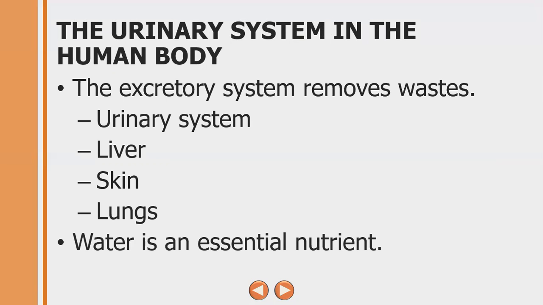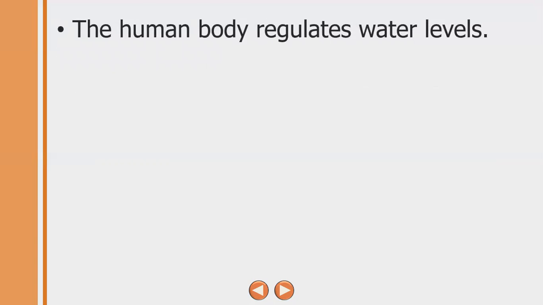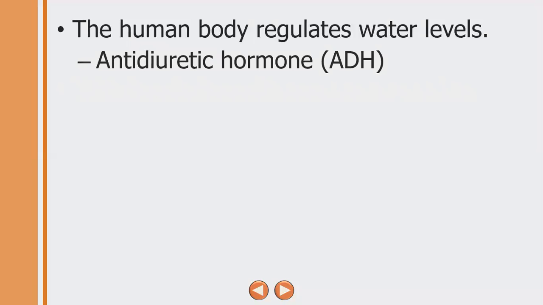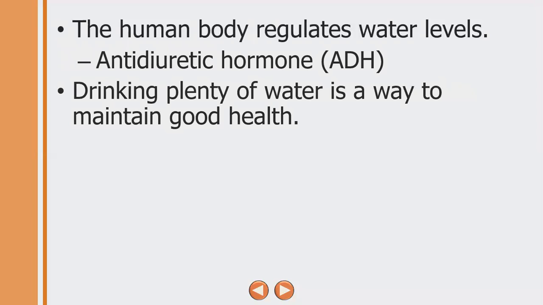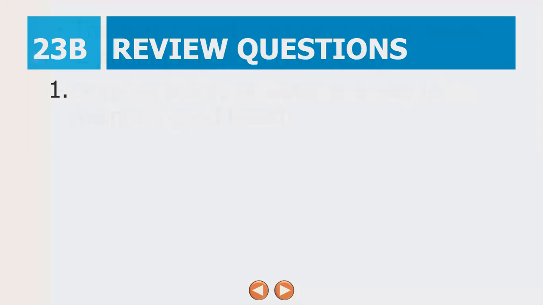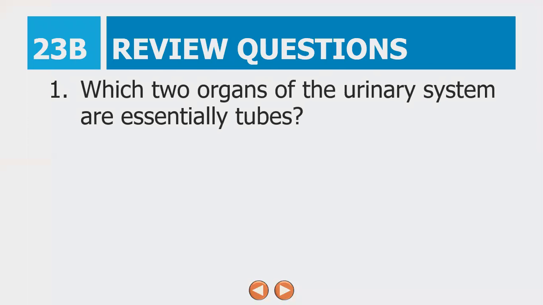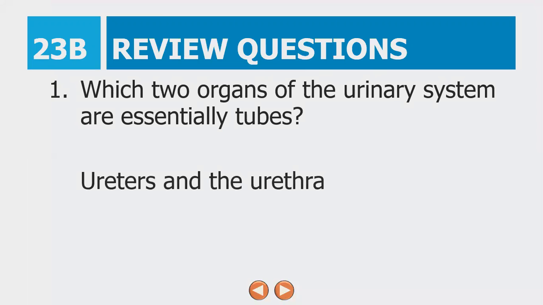Water is an essential nutrient. Water balance in your body is very important, and your body regulates water levels. You have ADH, which is antidiuretic hormone, made by your body to help you maintain water levels. Drinking plenty of water is a way to maintain good health. The organs of the urinary system are the kidneys, ureters, bladder, and urethra.